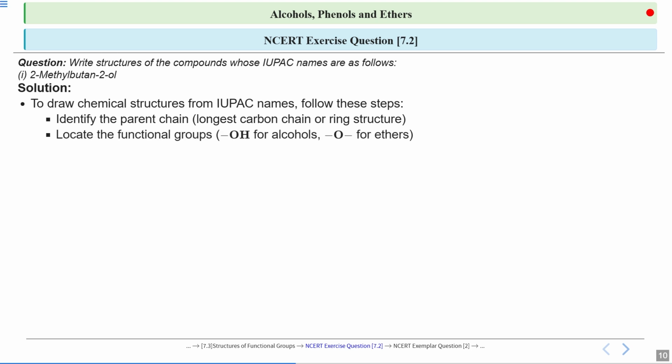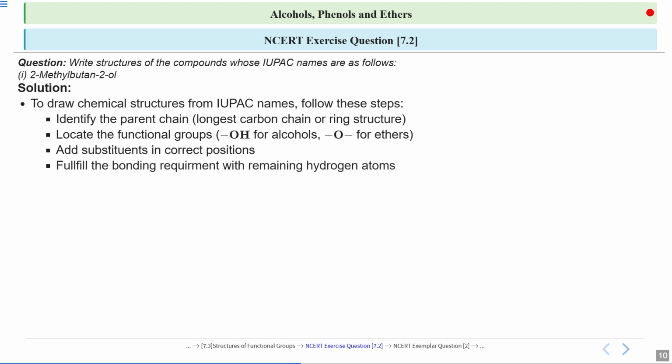Second step, locate the functional groups, like OH for alcohols, R-O-R for ethers. So first of all, you have to identify the parent chain, then you have to locate the functional groups if present in the compound. Third step is to add the substituents in the correct position as per the given IUPAC name along with their positions by numbering. Add the particular substituent and the functional group in their correct position as per the given numbers in the name.